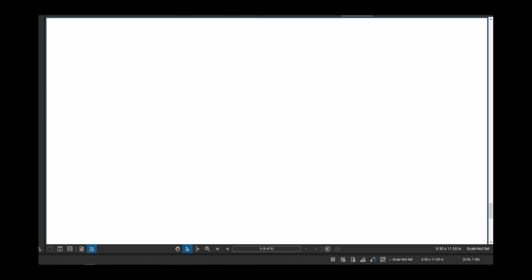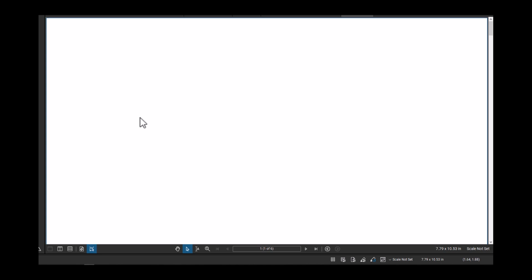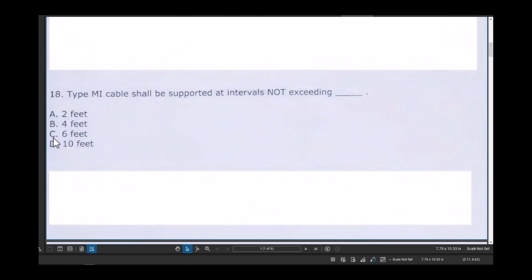When we go to the article, 332.30, supporting, and read through, we're looking for this part: at intervals not exceeding 6 feet. Then when we go back to the question, 6 feet is C. The answer is C.